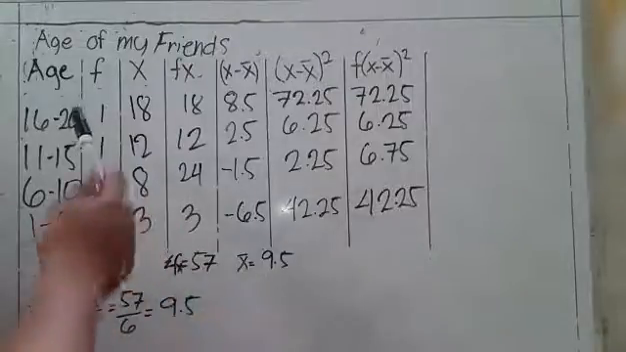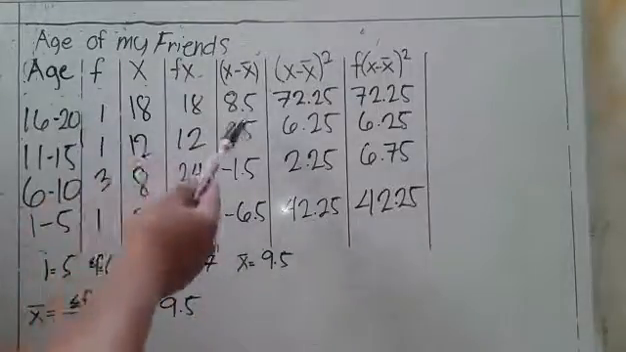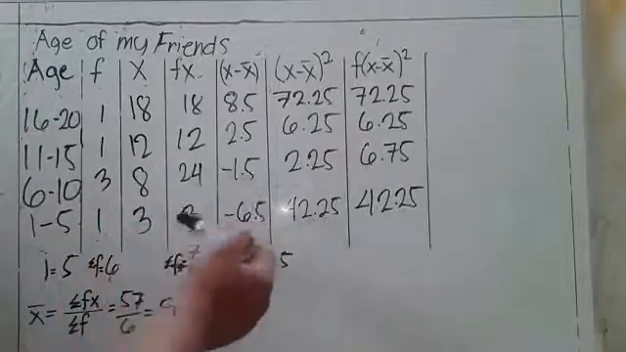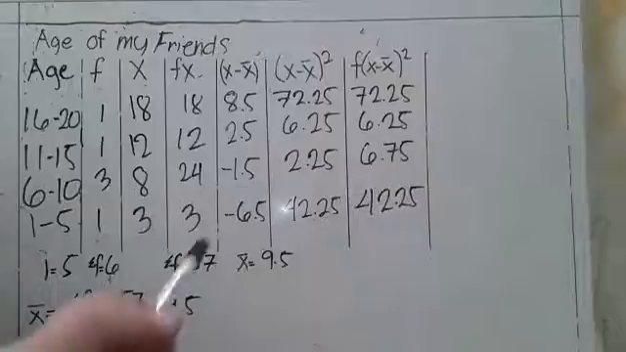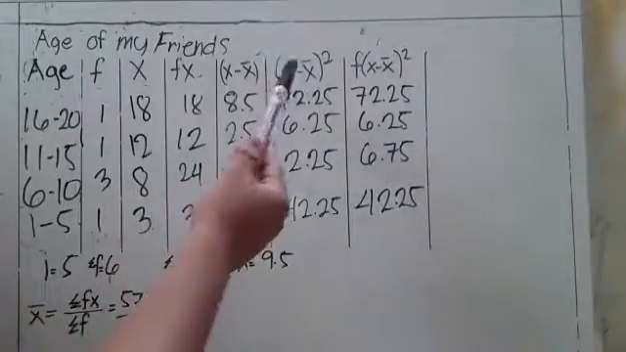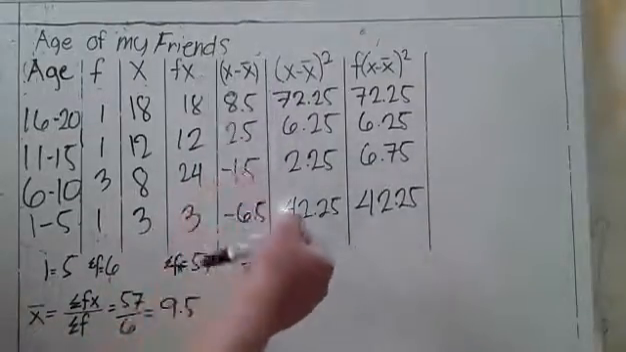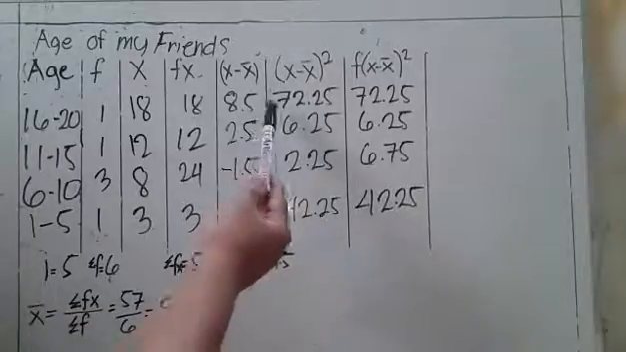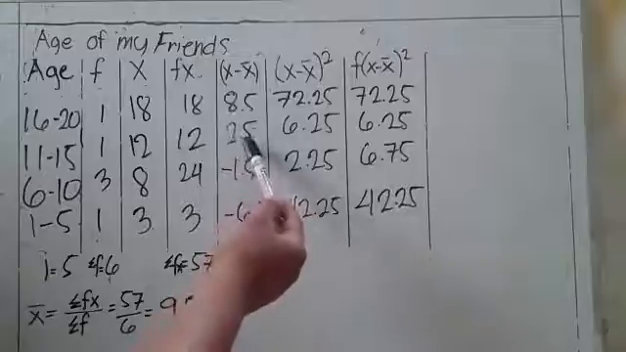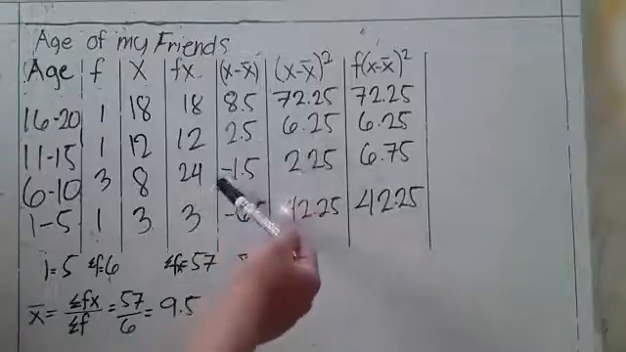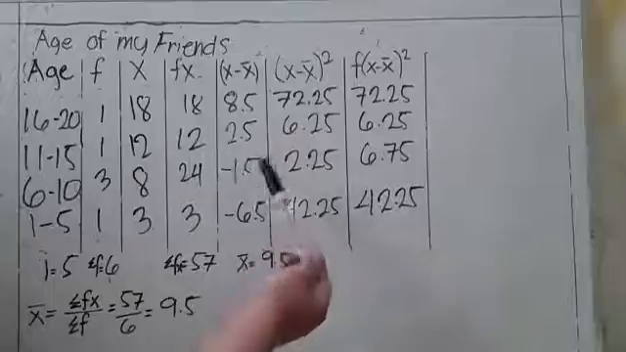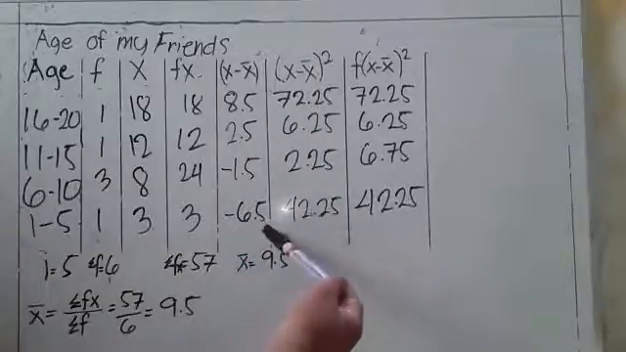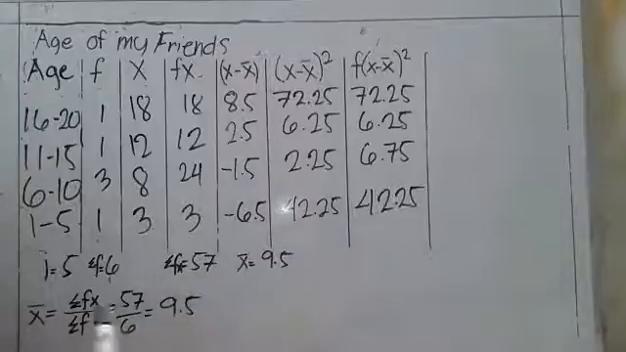9.5 minus 1 is 8.5, 2.5, negative 1.5, and negative 6.5. To get the x minus x bar squared, just square all these numbers. 8.5 squared is 72.25, 2.5 squared is 6.25, negative 1.5 squared is 2.25, and negative 6.5 squared is 42.25.